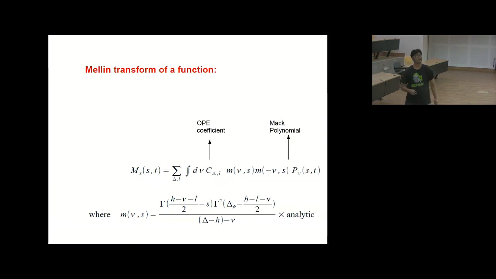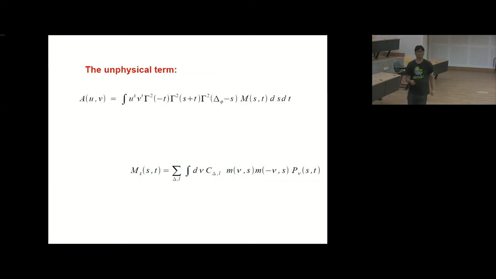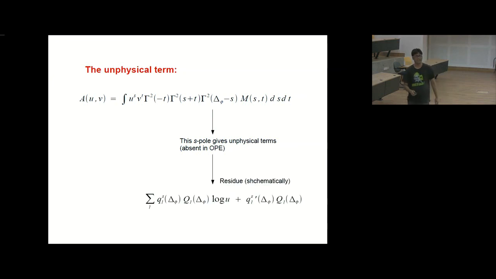But there are also some other extra poles in this thing. These extra poles come from these other gamma functions. So let's focus on the poles that come from this gamma squared of delta phi minus s. These s poles are going to give me some terms that are not present in the OPE. These are what I call the unphysical terms. And the residues of these poles, schematically, are given by what I have written like this.